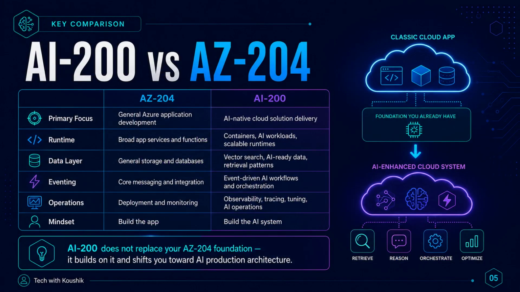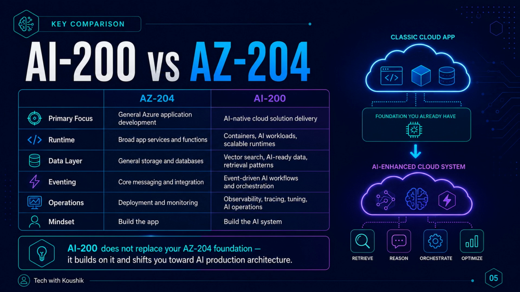A very common question is this: how is AI-200 different from AZ-204? AZ-204 focuses on general Azure application development. You learn how to build, deploy, secure, and monitor cloud applications. AI-200 starts from a similar foundation, but it shifts the focus toward AI-native cloud solutions. In AZ-204, the main question is often, how do I build this Azure application? In AI-200, the question becomes, how do I build this complete AI system?